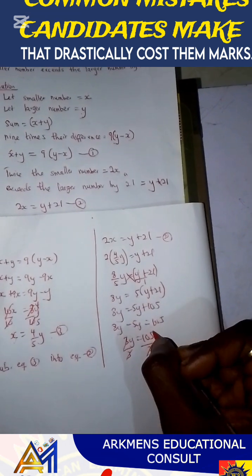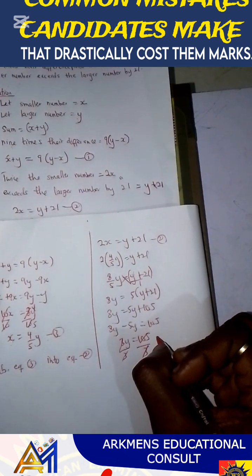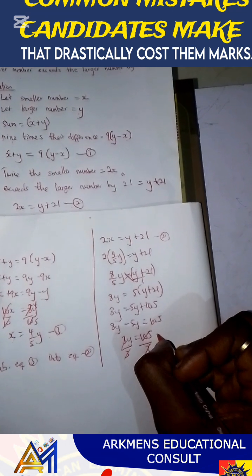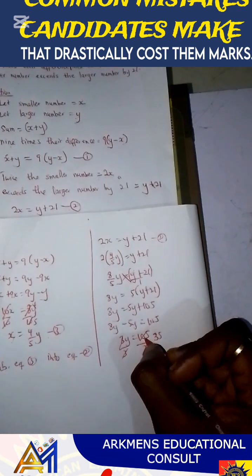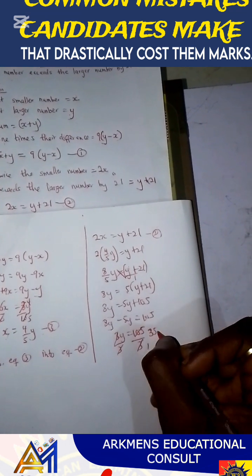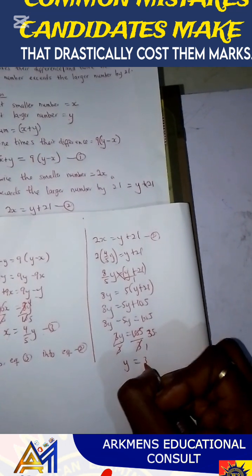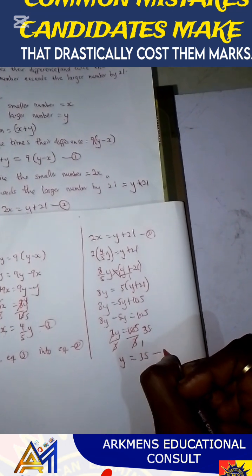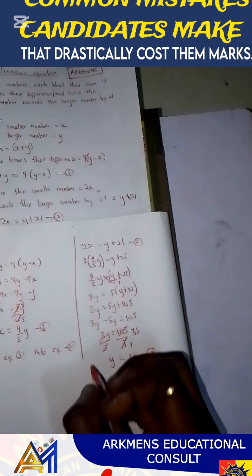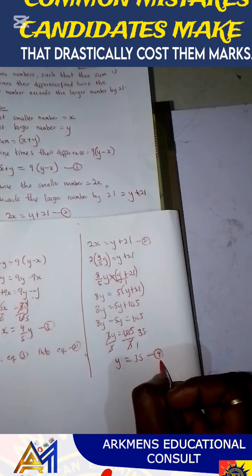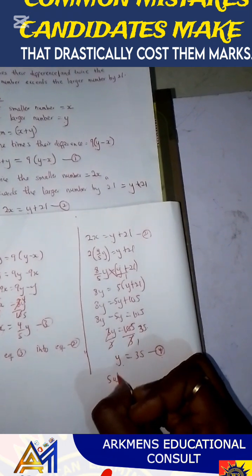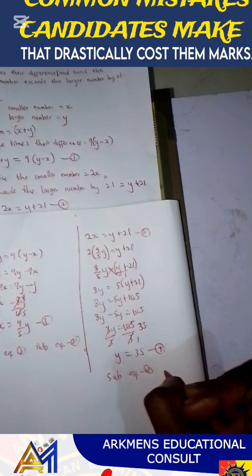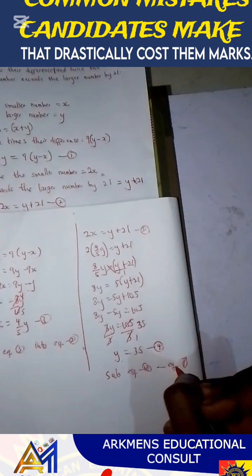So here 3 will go into 105 that is 35 times, because 3 goes into 10 three times. So our y is equal to 35, and that becomes our equation 4. So we now have the value for y. You're now going to substitute equation 4 back into equation 1 to help us get our x.